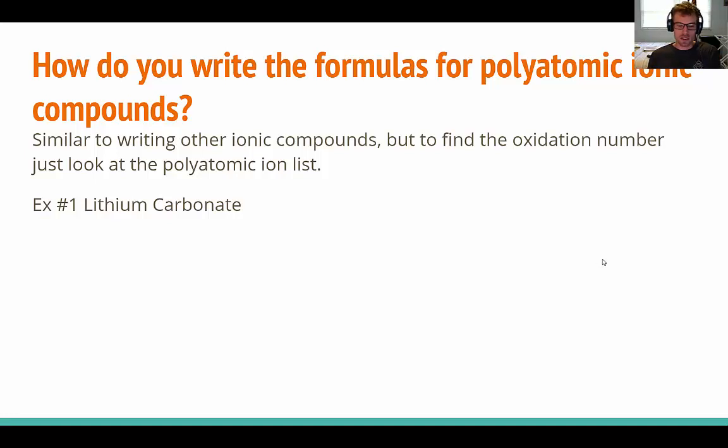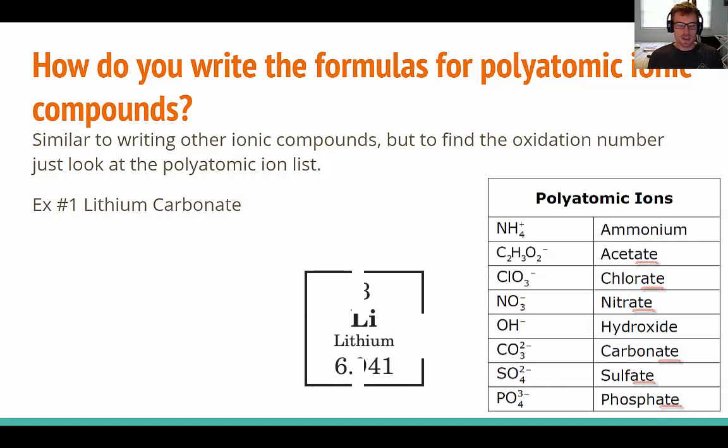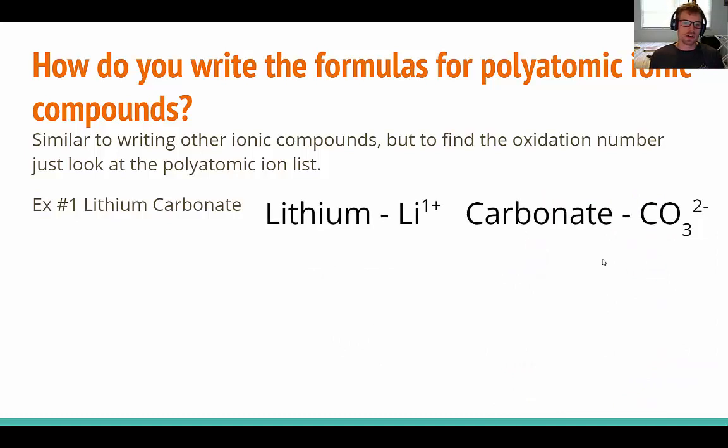So carbonate, we've got to look at our polyatomic ion list. One thing that can help with that is whenever you see the -ate ending, that's always going to be a polyatomic ion. There are a few others that don't have the -ate ending, but that's always a really good indicator that you need to go to your polyatomic ion list. So lithium, we know the symbol is Li, and carbonate is CO3.